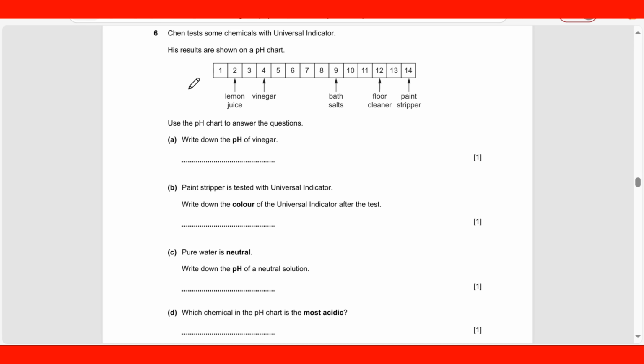Alright, let's move on. Here you go, number 6. Chan tests some chemicals with universal indicator. His results are shown on a pH chart, 1 to 14: lemon juice, vinegar, bath salt, floor cleaner, paint stripper. Use the pH chart to answer the question. A. Write down the pH of vinegar.